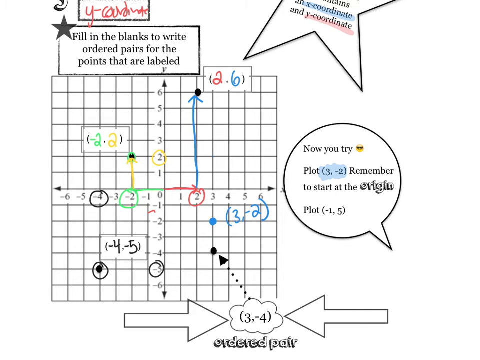And then it says to try plotting (-1, 5). So as another practice point, let's plot (-1, 5). If I start at my origin, I'm going to go over to -1 on my x-axis, and then I'm going to go up to 5 on my y-axis. So my point (-1, 5) would be right up here.